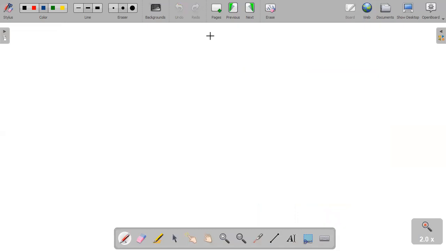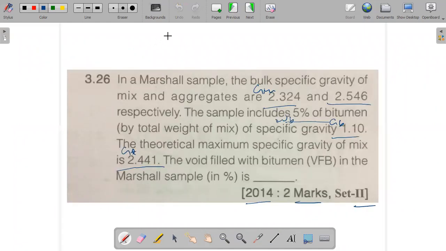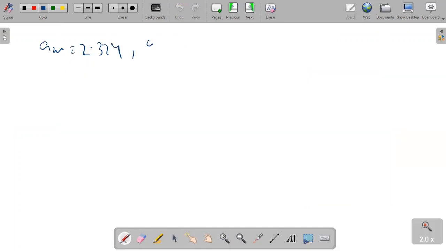We have GM is equal to 2.324, WB or W4 is equal to 5%, GB is equal to 1.10, and GT is equal to 2.441. Okay, so we have all these things.